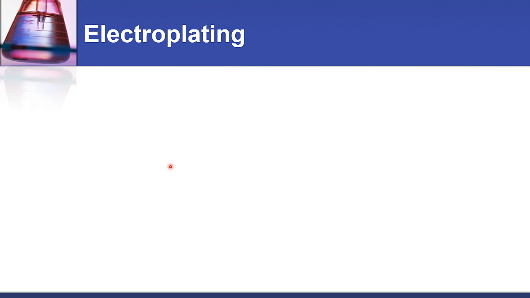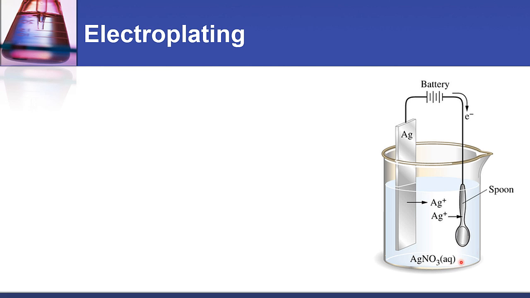Next is electroplating. Here's the apparatus to use if you want to electroplate something. On the left we have the anode, which is the metal that you want to plate with. On the right we have the cathode, and we want to coat this spoon with silver. You have a battery, and the flow of electrons is from anode to cathode. The piece of silver here is going to be oxidized, because oxidation happens at the anode and reduction happens at the cathode, so the spoon will become coated in silver.